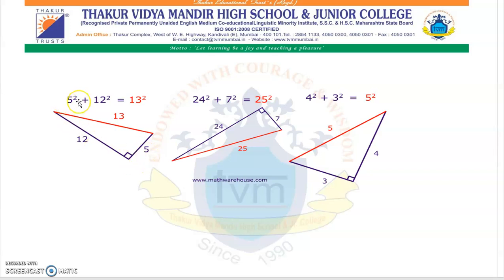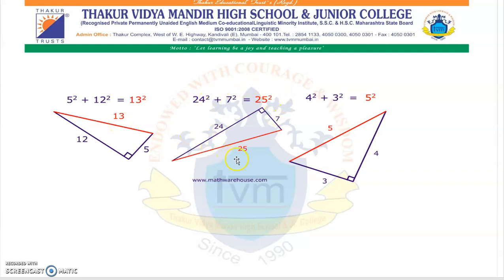Side 1 is 5, so square of 5 is what? 25. Square of 12 is 144. 25 plus 144 is 169, and square of 13 is what? 169. So both the values are same. Hence 5, 12, 13 are Pythagorean triplets.